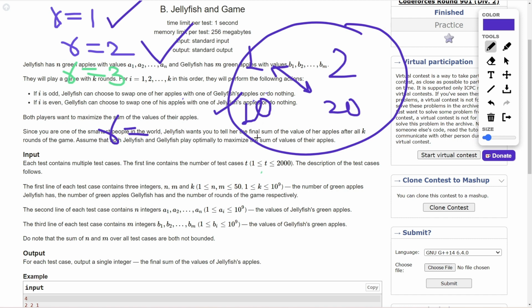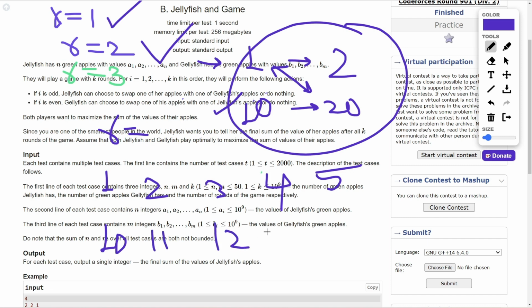Now, why am I always taking only two values in the test cases? Because if you think logically, suppose the first fish has 5 apples, each with many different weights, and the second fish also has something like this. If you look carefully, what are we worried about? Are we concerned about this 2? This 3? This 4? No.